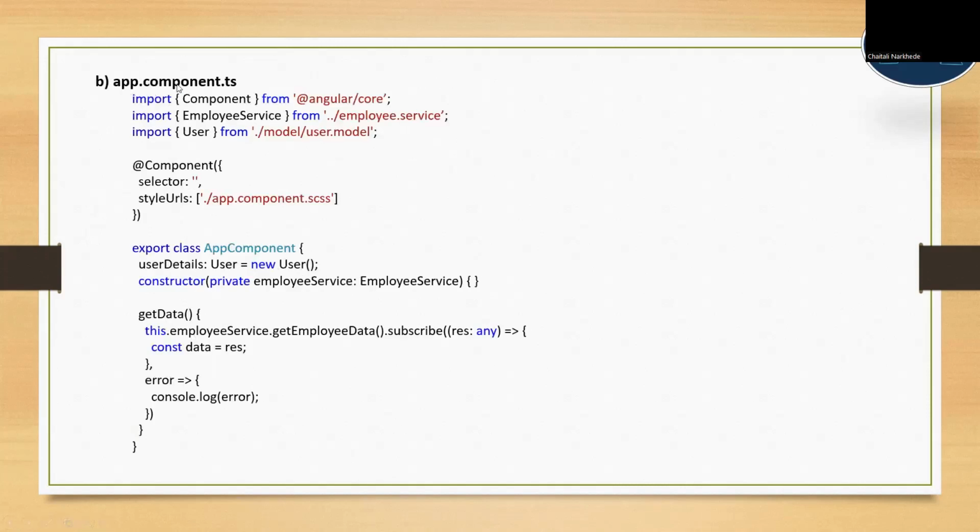Next is app.component.ts, in which I am subscribing to the getEmployeeData method, which is available from the employee service. And here I have written error colon and console. Here I'm writing the error into the console. This way we capture whatever error we are getting at the time of the API call.